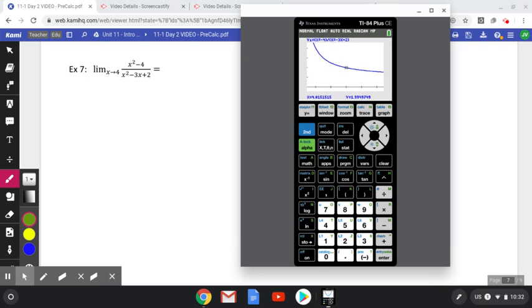To use your table here, you can hit second window, which is the table set. We want to start the table at 4, and we want to change our delta table to be 0.001 because we're looking at a finite limit here. We want to stay right around 4.